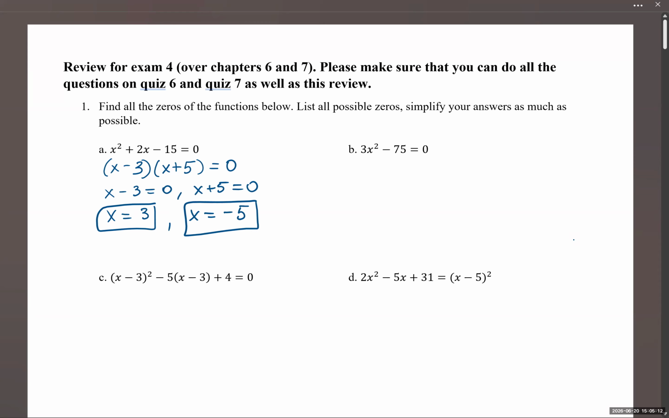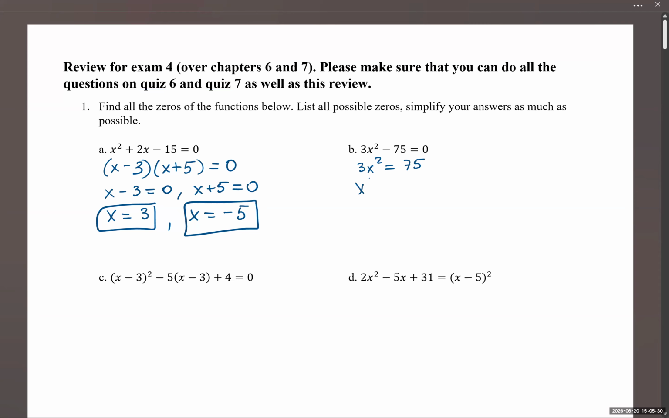We'll go to part B here. So 3x squared minus 75 does not have a middle term. It doesn't have a number with an x attached to it. So this indicates that it can be solved by the extraction of roots. So 3x squared equals 75. Just add 75 to both sides.